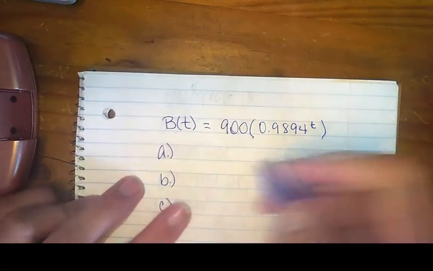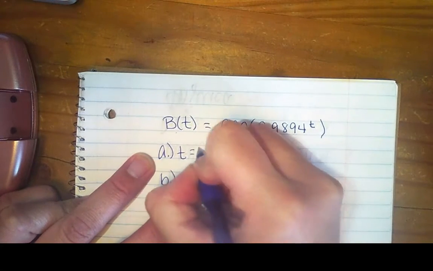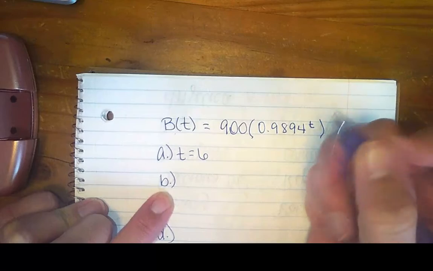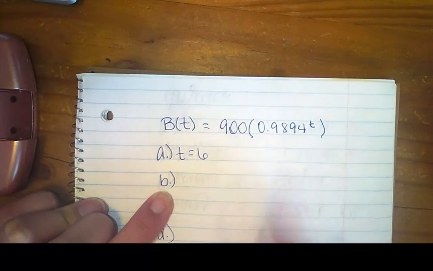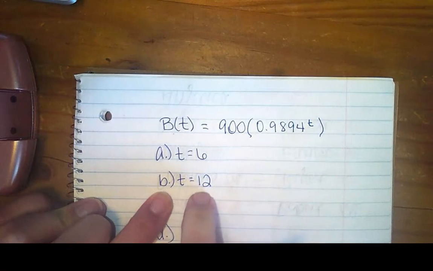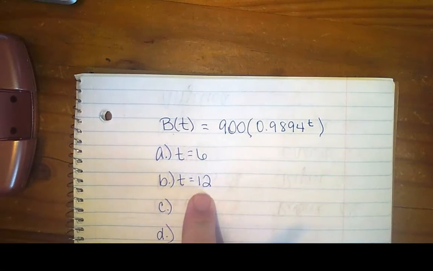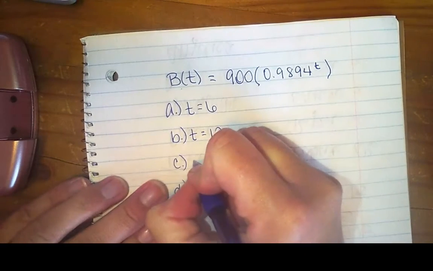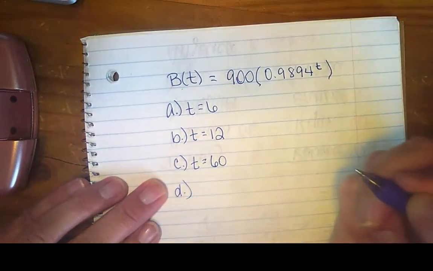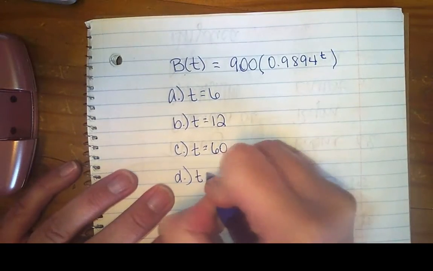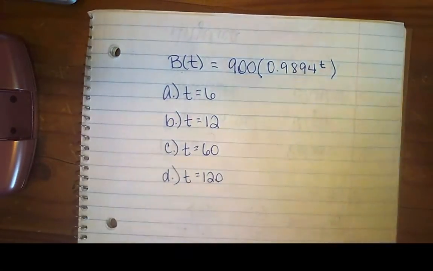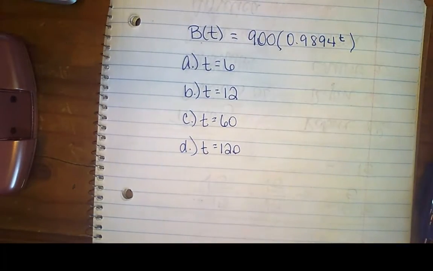Okay, so the first one says 6 months, so T is 6. The second one says 1 year. So in 1 year, you're going to have interest figured 12 times, so T is going to be 12 because it's in terms of months. In 5 years, 12 times 5 is 60 months. And in 10 years, 12 times 10 is 120 months. So from there, we just have to plug in.